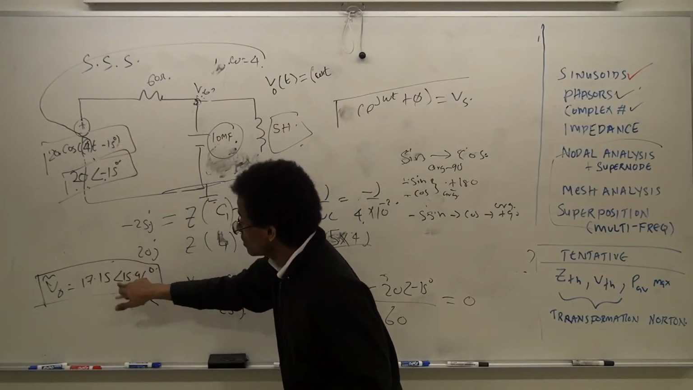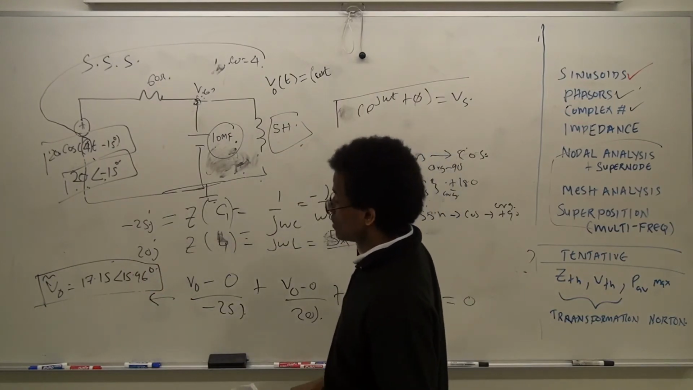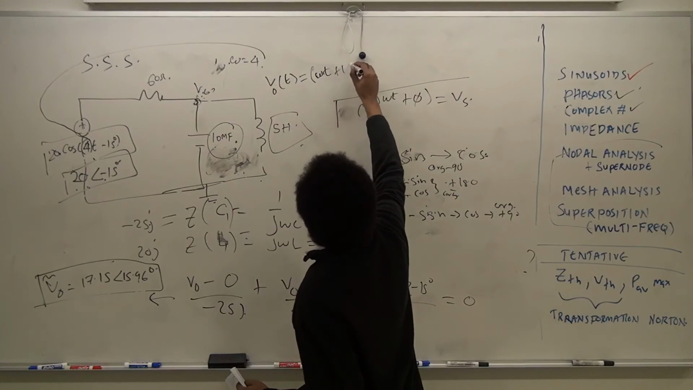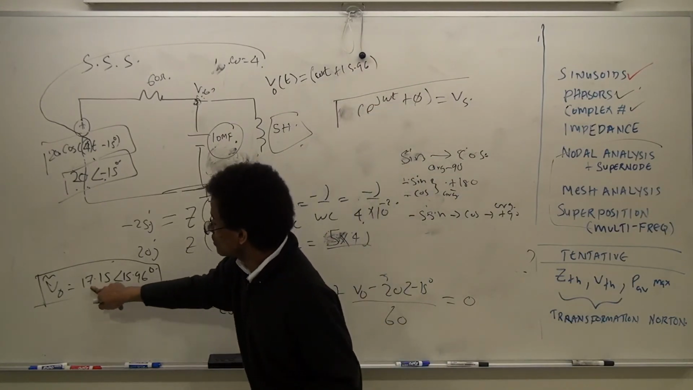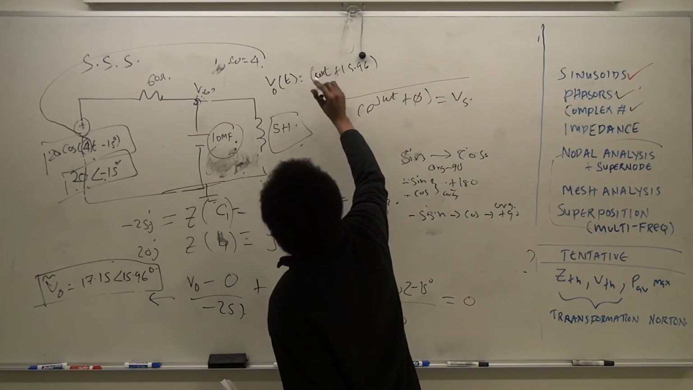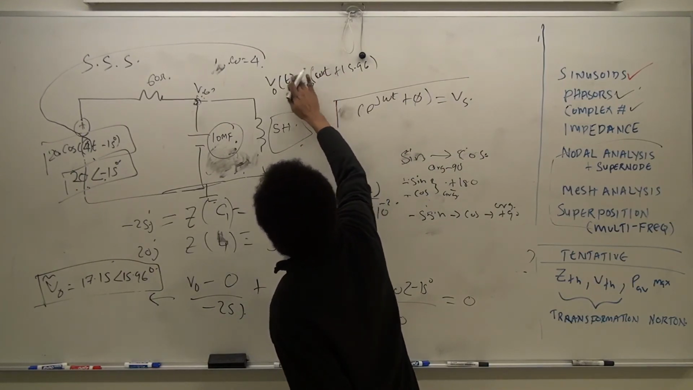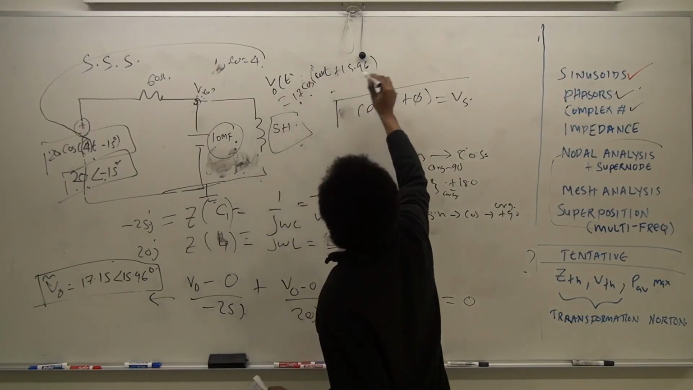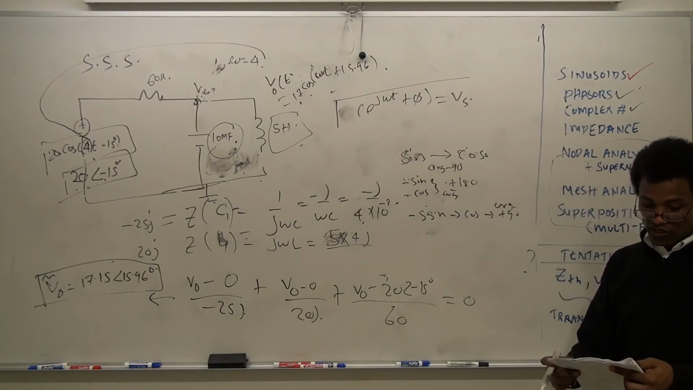What's the phase of this phasor? 15.96. And then the question is, what's the amplitude? 17, so you have to put 17. In this case it's cos, so this is equal to 17 cos of that. And that's your final solution. That's the steady state solution of the circuit.